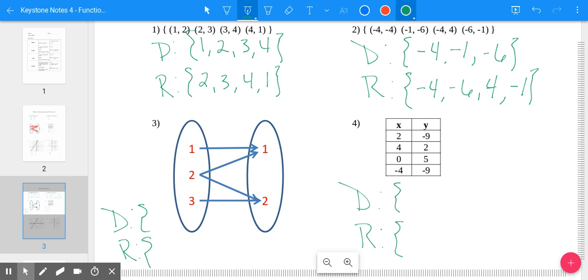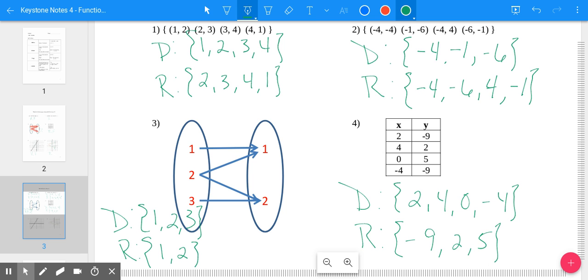For our domain for number 3, we're just looking at what's inside each of the circles. So 1, 2, 3 for our domain, and 1 and 2 for our range. Again, we're not accounting for any repetition there. And for number 4, our domain would be 2, 4, 0, -4. And our range is just that right-hand column. So -9, 2, 5. And then we can actually stop there because that -9 is repeated.